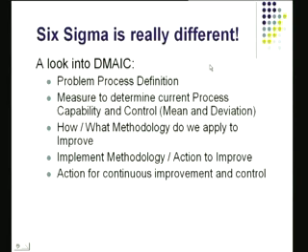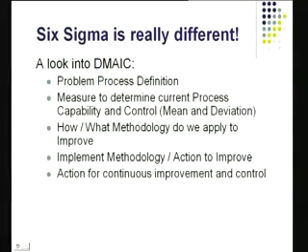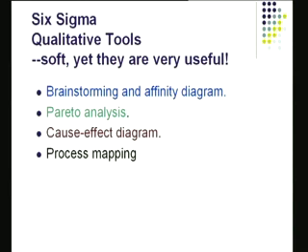Six Sigma, therefore, is really, really different. It's very different from the traditional way of trying to manage quality, try to monitor quality, and try to improve quality. It begins with a problem and a process definition. It uses measurements. It uses a systematic methodology which has been proven out. It implements that methodology to make sure actions are there to try to improve this. It incorporates continuous improvement, and also it very much looks forward to control.